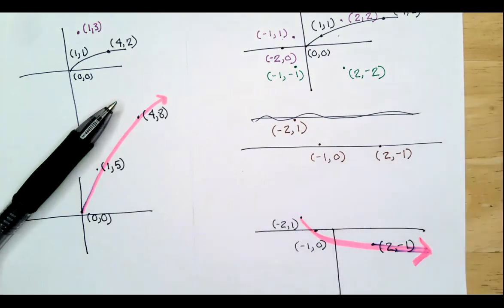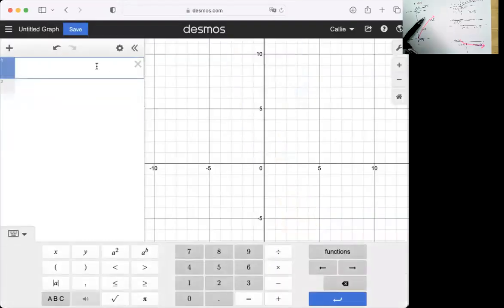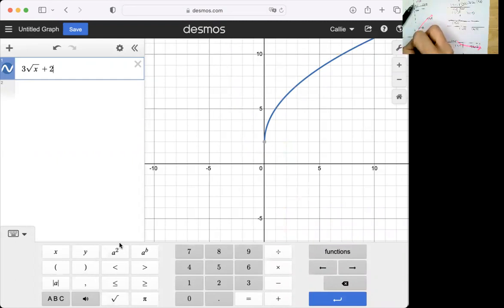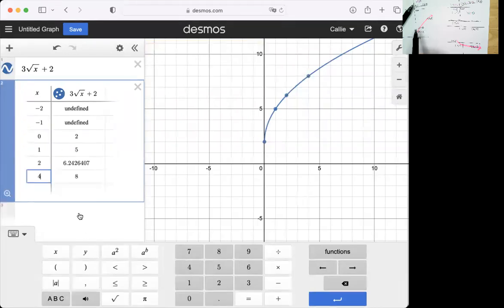There's my new graph. I'm just going to put it into Desmos to make sure we are correct. So 3 square root x plus 2. It does look like, oh, I forgot to shift the (0, 0) up 2. Okay, so that should be (2, 0), not (0, 0). That's why I use Desmos. And then (1, 5), so let's look at the table. (0, 2), (1, 5), what about 4? (4, 8). Okay, those are points we had.